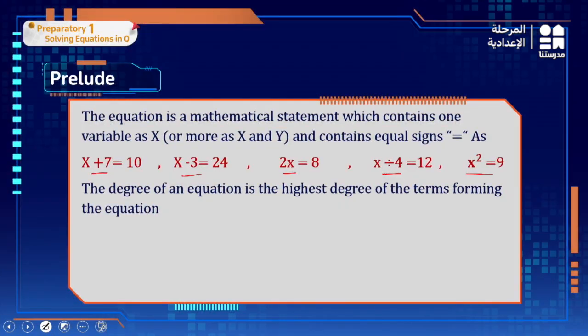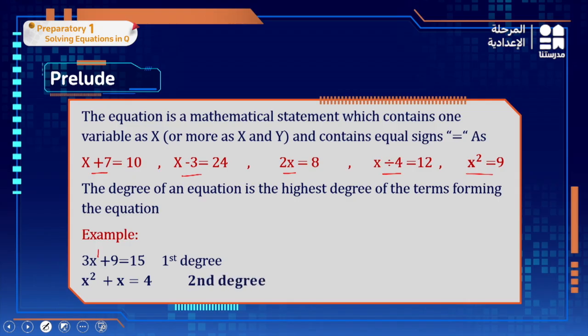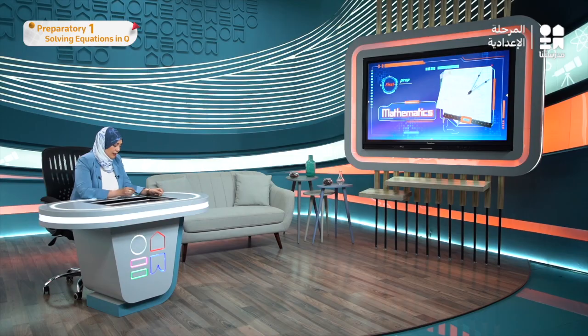The degree of an equation is the highest degree of the terms forming the equation. For example, 3x plus 9 equals 15 is from the first degree because this x is x to the power of 1, and nothing more with it, no more variables. x squared plus x equals 4 is from the second degree because the highest power is for x squared, and the second one is x to the power of 1, so the highest degree is the second one.